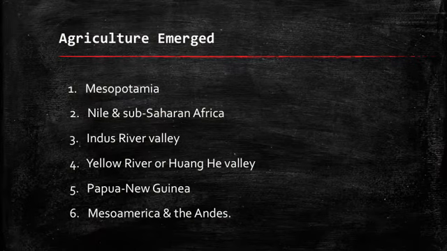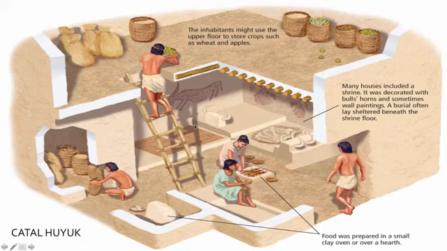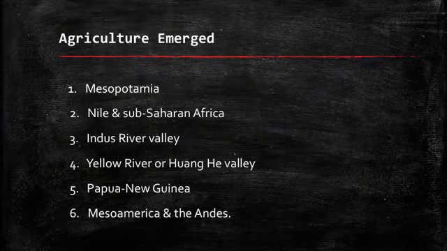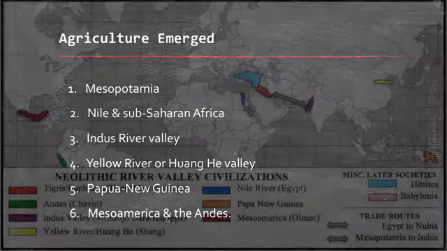Agriculture emerged in several places around the world during this period of time, not exactly at the same time in the same place, and that leads to the discussion of whether this diffused from place to place, which some did, but most of it did not. Most of it occurred independently, and you're going to have to know these places: Mesopotamia, aka the Fertile Crescent, the Nile in the sub-Saharan part of Africa. Let me go back one. The Indus River Valley in India, the Yellow or Huanghe River Valley in China, Papua New Guinea, and Mesoamerica and the Andes here on this part of the world.